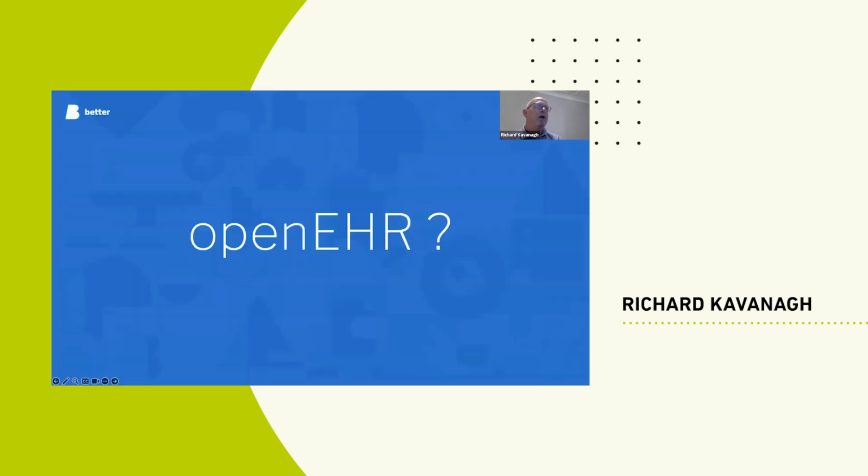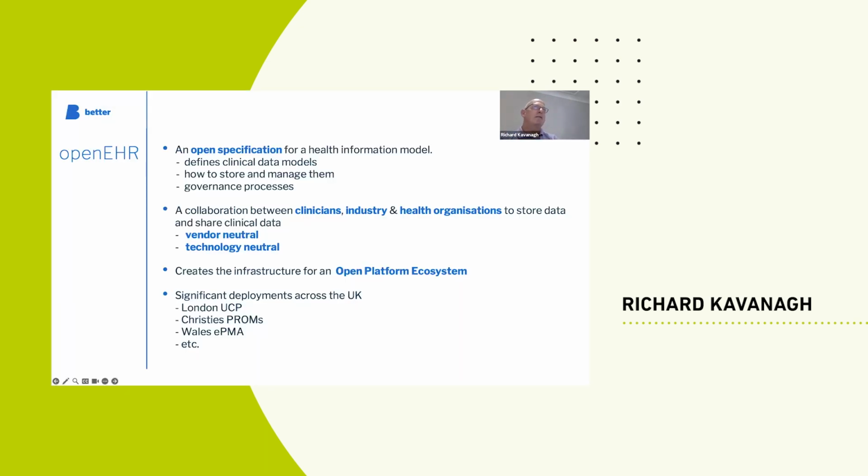Okay, so openEHR, what is it? It's a specification. So openEHR isn't software, it isn't something you download, it isn't something you install. It's a set of open specifications, in much the same way that FHIR is a bunch of open specifications. It focuses on clinical data models. So how clinical data models are defined, the process for defining them, what you do with them, how you store data from them, and how you manage them afterwards.